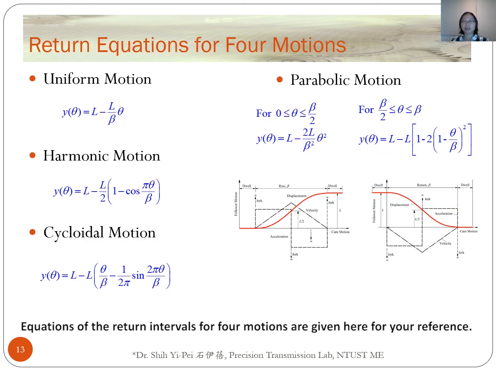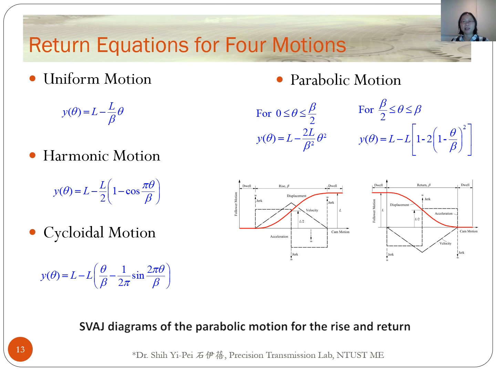Equations of the return intervals for four motions are given here for your reference. You see uniform motion, harmonic motion, cycloidal motion, and parabolic motion. SVAJ diagrams of the parabolic motion for the rise and the return are shown in these two diagrams. We can see the shapes of the displacement, velocity, acceleration, and the jerk for the return are upside down compared with those of the rise.